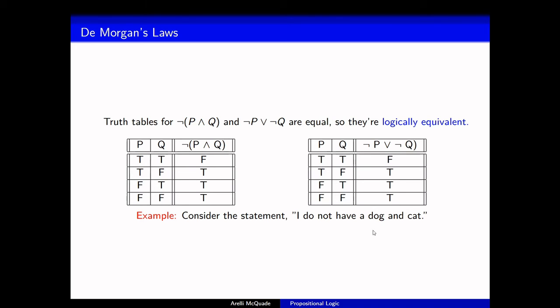However, I do not have a dog and cat does mean it's possible they do have a dog, or they have a cat, or they don't have either. And even in conversation, we recognize that. If someone comes up to you and says, well, I don't have a dog and cat, you may be like, oh, do you have a cat? Well, yeah, I do have a cat. And then you know, well, you can't have a dog.